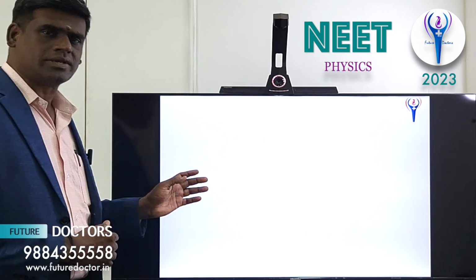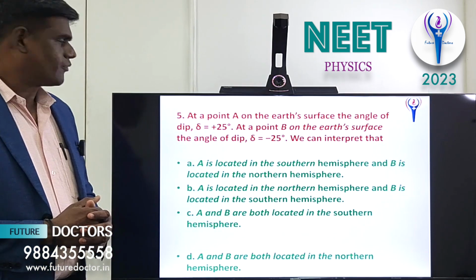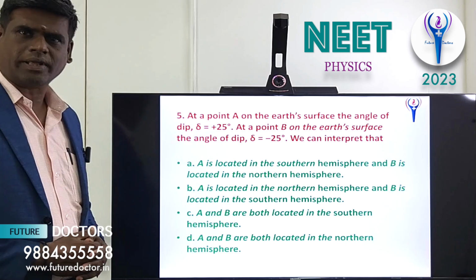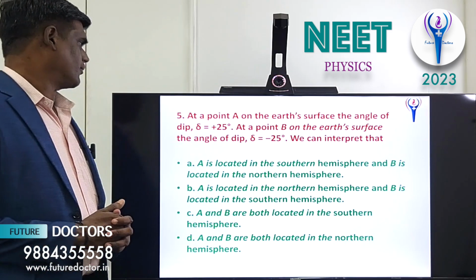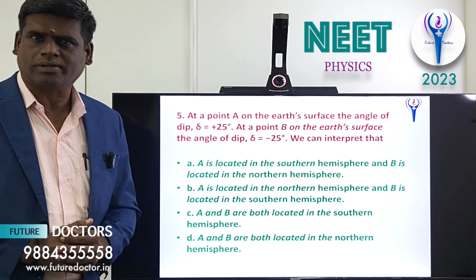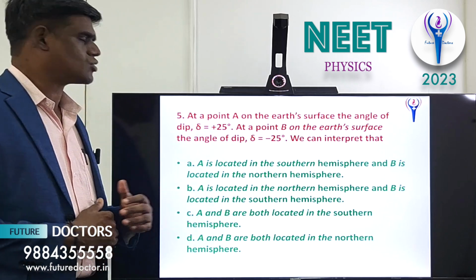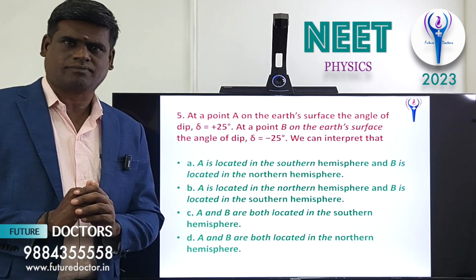Next question, question number 5. Fifth question. At a point A on the Earth's surface, the angle of dip delta equals plus 25 degree. And at a point B on the Earth's surface, the angle of dip delta equals minus 25 degree. What can we interpret from this?